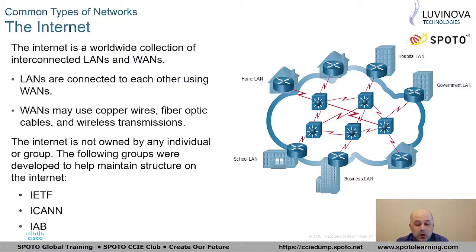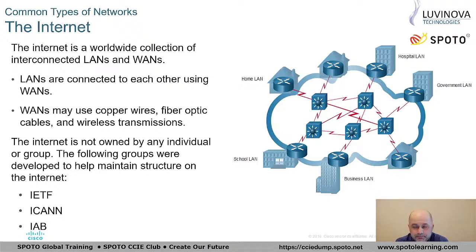So the internet is a worldwide collection of interconnected LANs and WANs. Basically, it's the entire world. LANs are connected to each other using WANs. WANs may use copper wires, fiber optic cables, or wireless transmission. It doesn't matter which; it depends on the owner of the company or the person who wants to create that network. But those are the variations: wires, fiber optic cables, and wireless transmission.